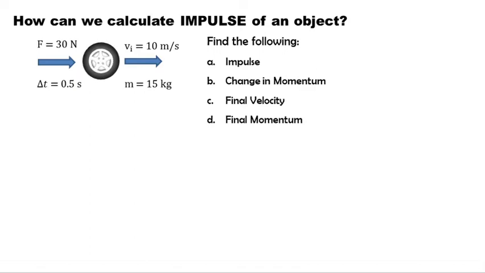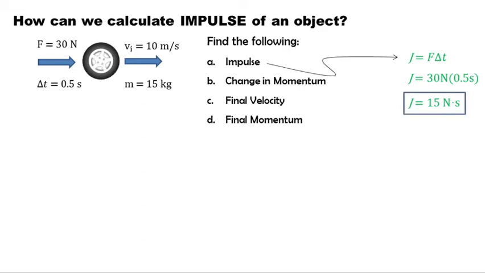So, syempre, start tayo kay letter A. To find impulse, we use the formula: impulse is equal to force times change in time. Force is equal to 30 Newton and time is equal to 0.5 seconds. So, 30 Newton times 0.5 seconds is equal to 15 Newton seconds. So, our impulse is 15 Newton seconds.